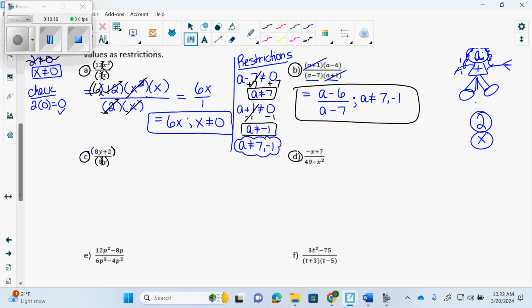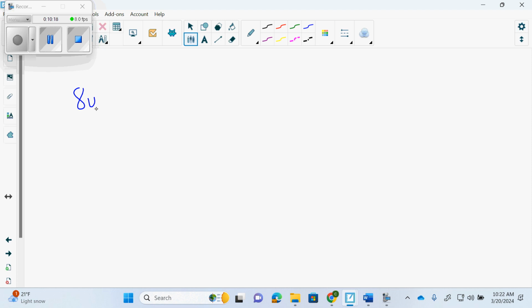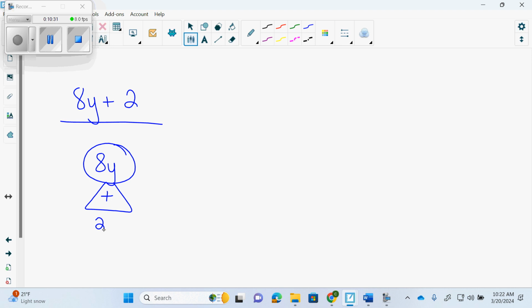So this one here, I have an 8y plus 2. Okay? An 8y plus 2. Do you see that? You're not writing this, I'm just proving a point. I have an 8y plus 2. We agree? So I have an 8y as the head, a plus sign as the body, and a 2 as the legs. Some feet, little hands.